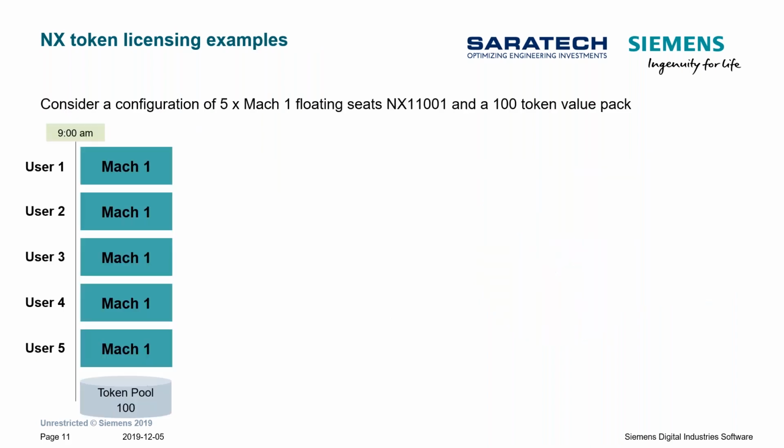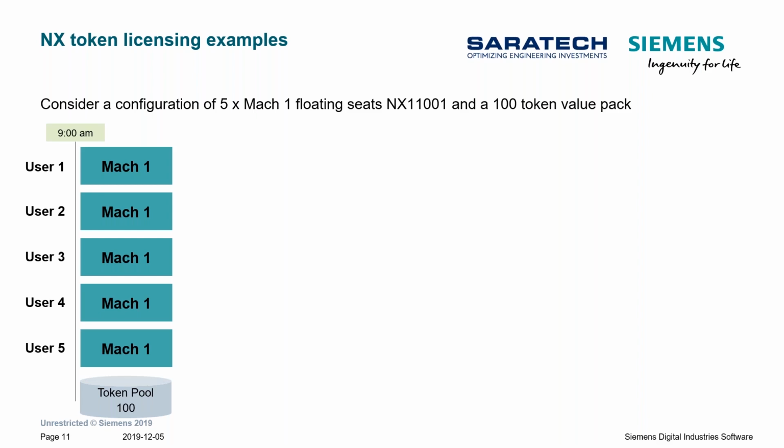Now, I'm going to give you a more practical example of how things go, and hopefully this will give you some sense of how this all comes together. So imagine that you have 5 seats of NX and you've chosen to buy 5 Mach 1 seats. So you've got all of the core modeling, drafting and assemblies capabilities that are in Mach 1. But you also buy a 100 token value pack.